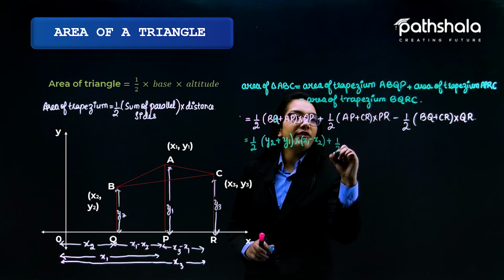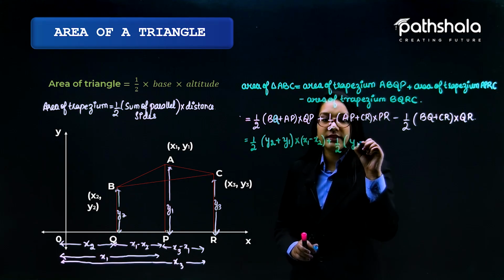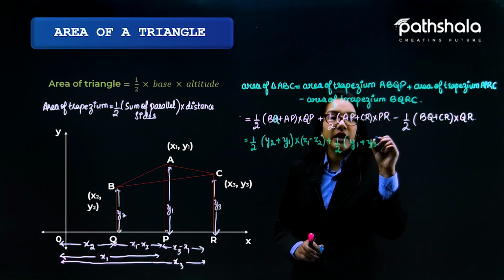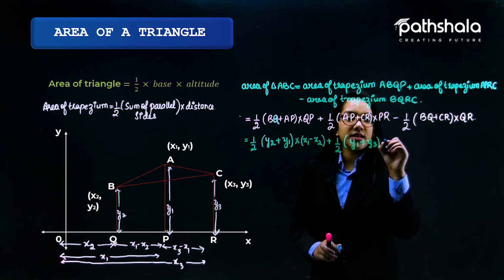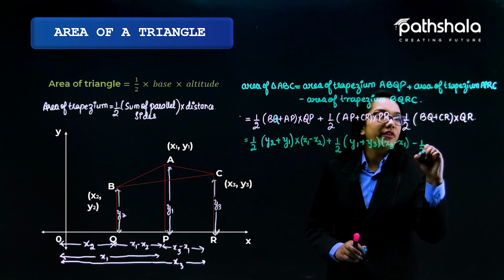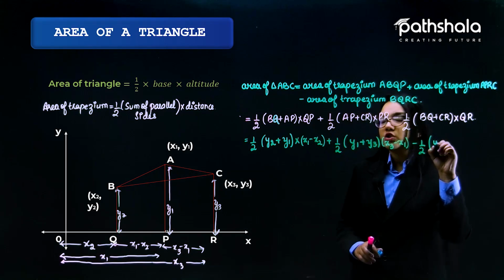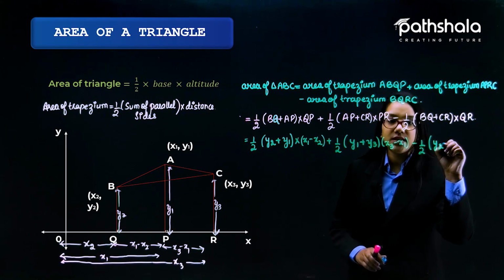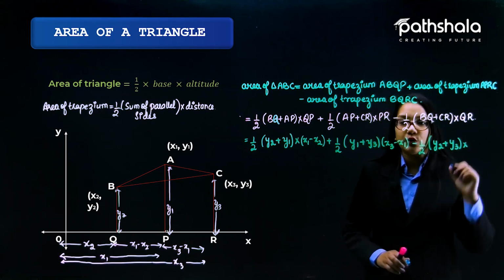Further, plus half, we have AP. AP is nothing but y1 plus CR. CR is nothing but y3. And we have PR, the distance between both of them, which is x3 minus x1. Further we have minus of BQ. What is BQ? BQ is nothing but y2, so this is y2 plus CR. CR is nothing but y3, into QR.